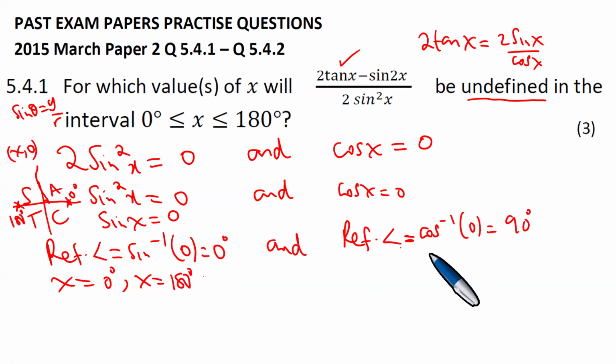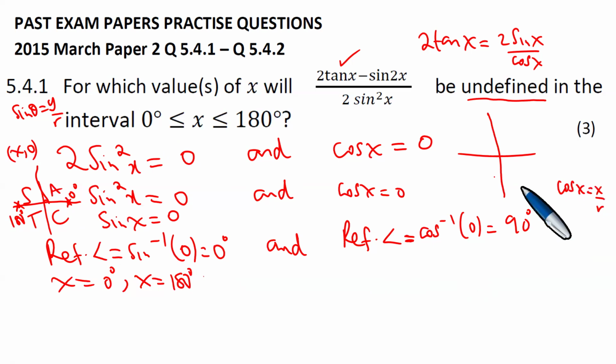But also now you come here: when is the cosine equal to 0? By definition of the cosine function, the cosine of x is adjacent over hypotenuse, and in view of the CAST diagram, we then have the following.